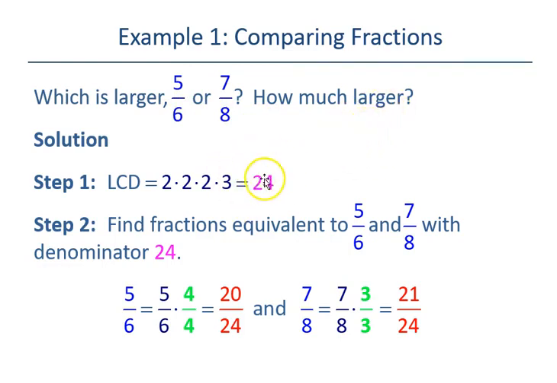Okay, so come in here. Notice we're going to make everything have the same denominator. Well, 5/6, when you change that over to the 24th, it's going to be 20/24ths. 7/8, that's going to be 21/24. And notice here that the 21 is larger. So that will be our larger number there.